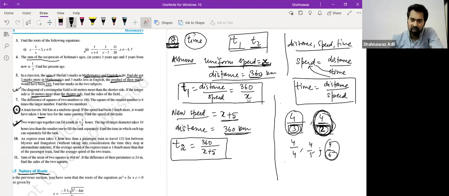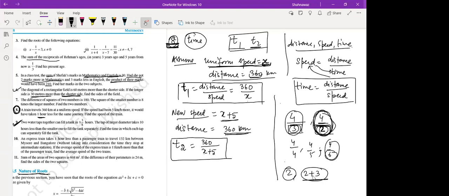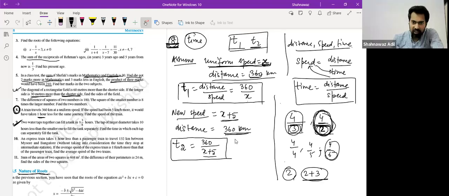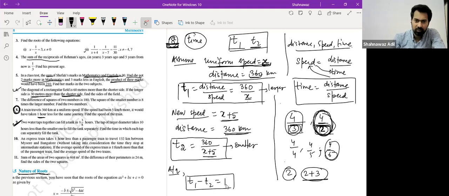Which is the larger number, x or x plus 5? Like 2 or 2 plus 3, which is the larger number? This one, right? So this is the larger denominator and this is the smaller denominator. So T1 would be greater, and T2 is smaller. When we calculate the difference, we calculate larger minus smaller. So T1 minus T2 is 1 hour.